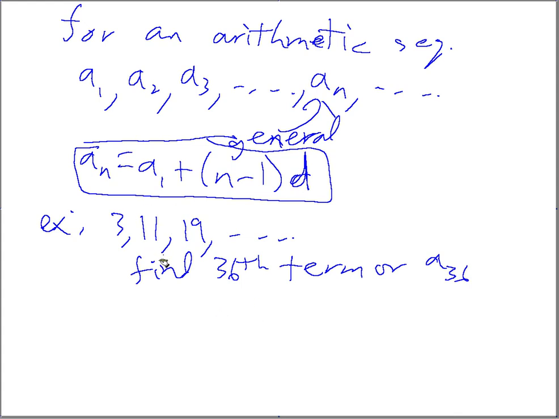Well, step one, we need to what? Figure out the common difference. We did that already. Just simply take the second term minus the first term. And that's going to be 8. No big deal.